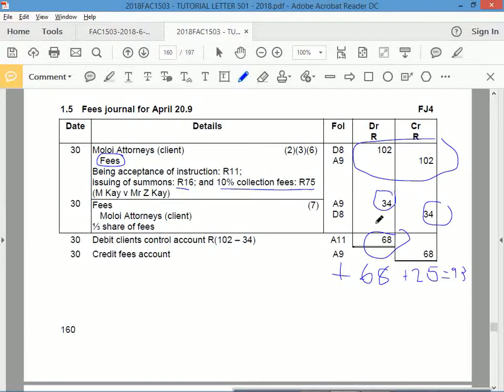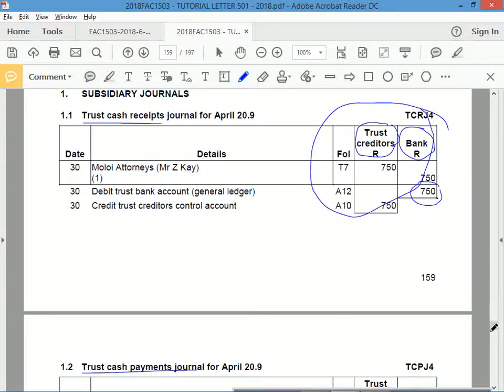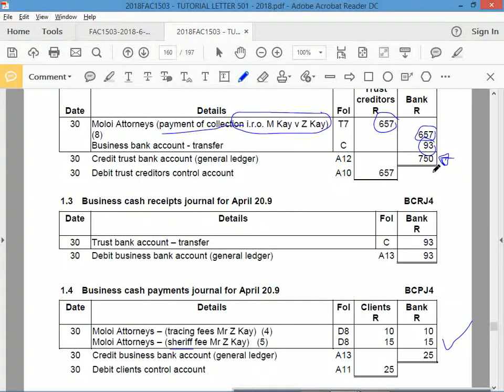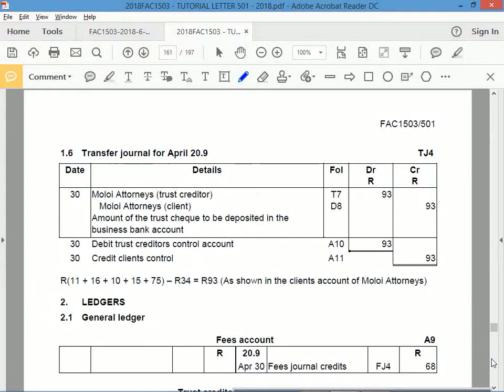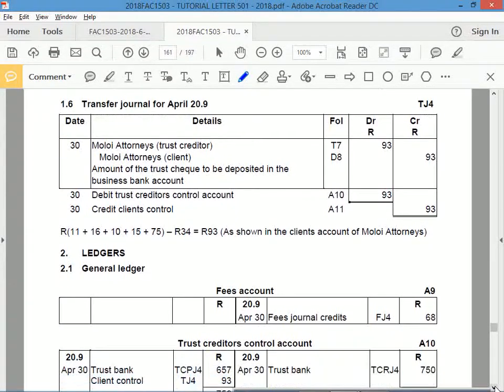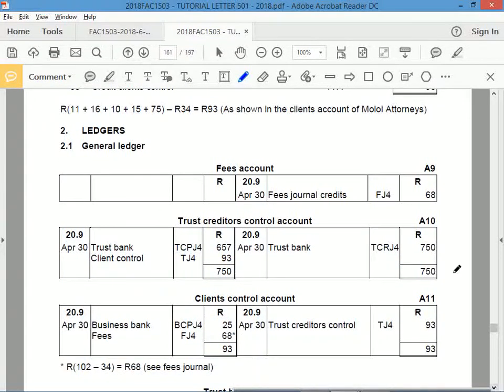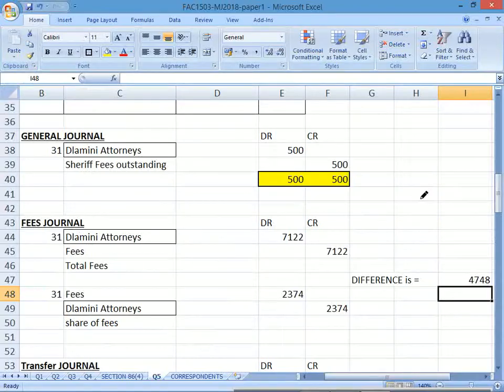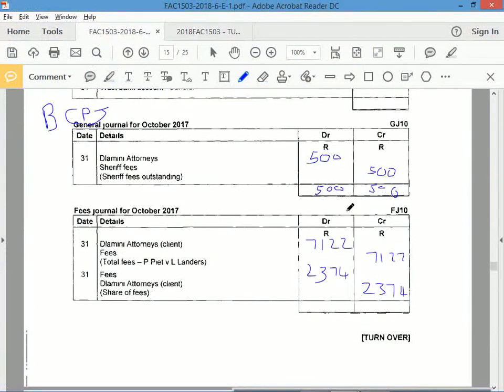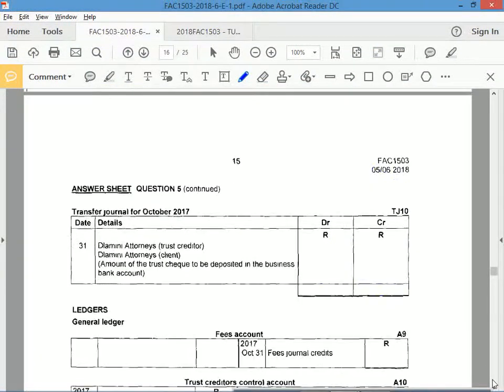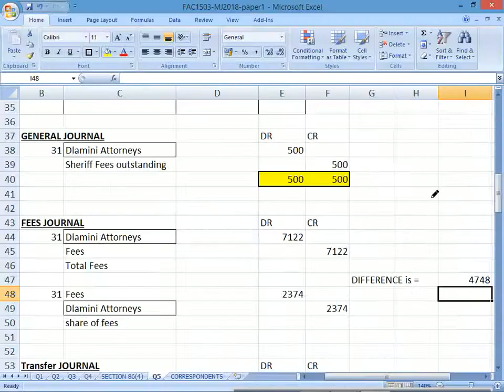The 68 is the difference between the fees that were payable. So the 68 would be recorded here, there, in the fees account. Fees journal credit, 68. Let's put that in. Okay, so what did we get? 4748. Fees journal 4748. That's fine.